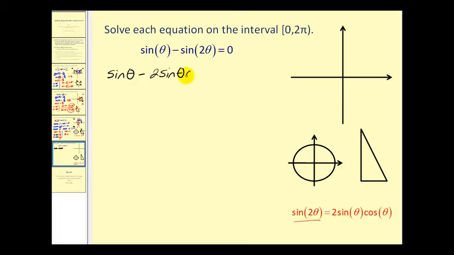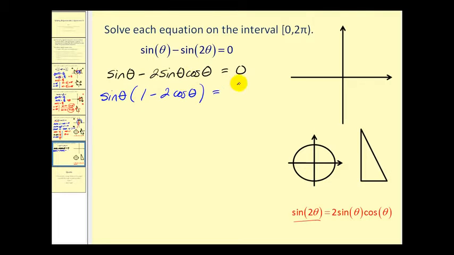Now, it may be difficult to determine which identity to use to perform the substitution. I've already provided it, so it does make it a little bit easier. When you're doing these problems, you should have a list of identities handy so you can reference them. Even though this is in terms of two different trigonometric functions, there is a common factor of sine theta that we can factor out. So we'd be left with 1 minus 2 cosine theta.